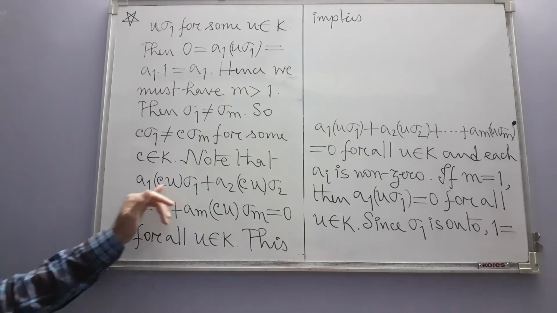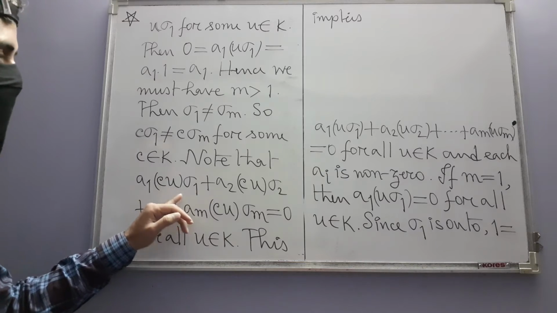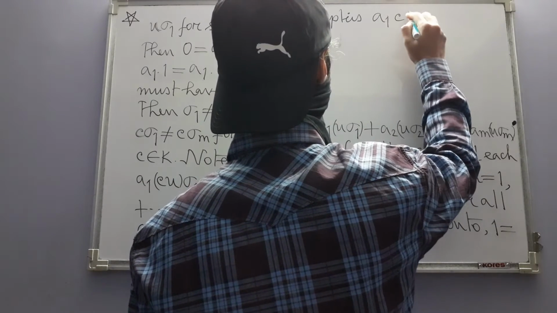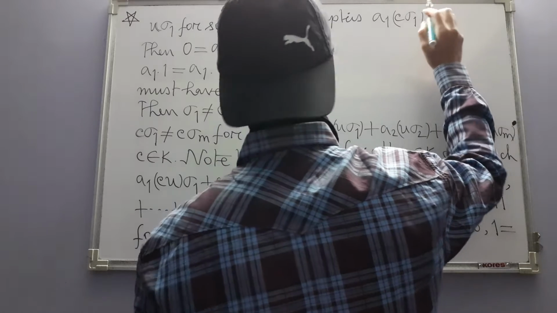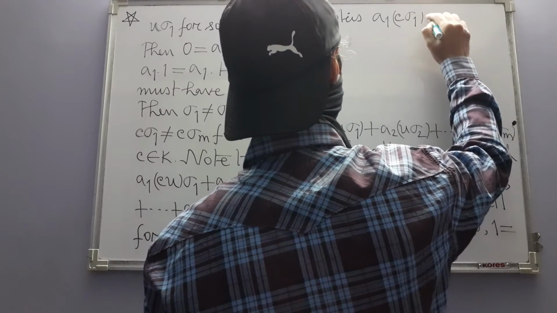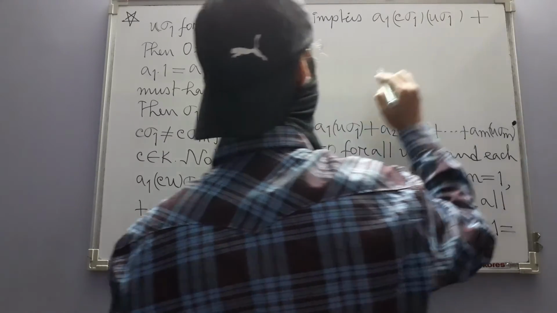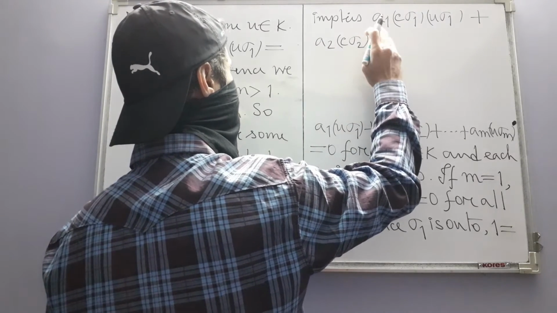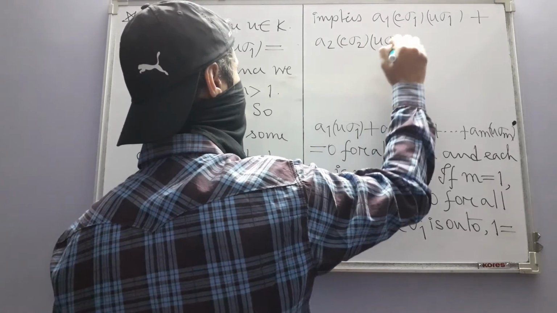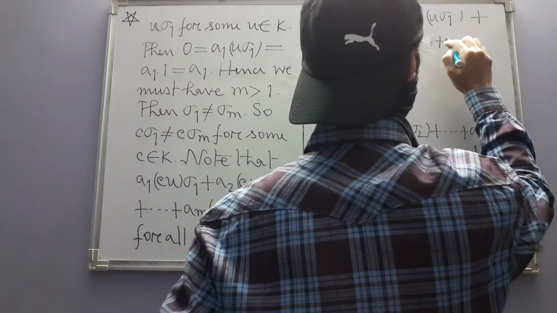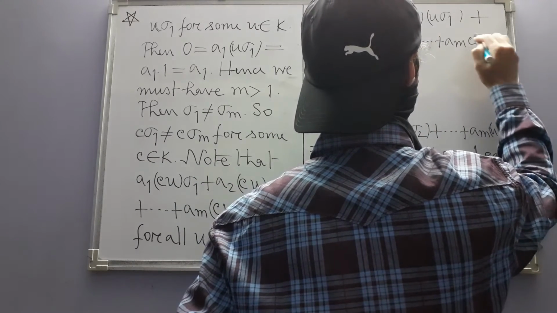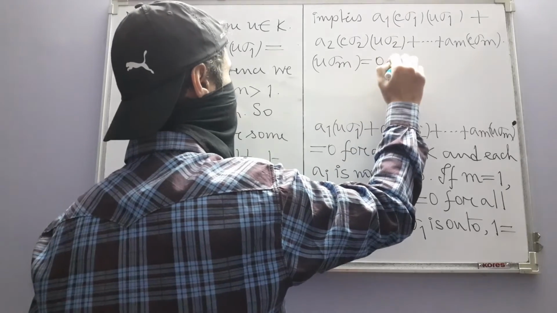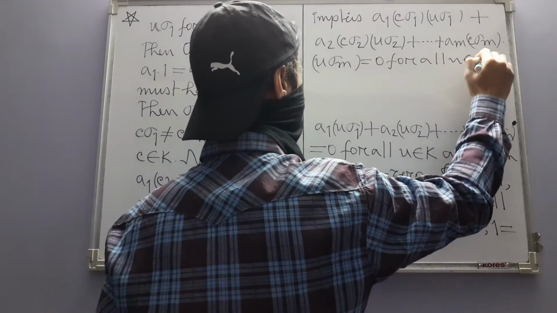Because the sigmas are automorphisms, each one of them preserves multiplication. So this implies A1 times C sigma 1 times u sigma 1 plus A2 times C sigma 2 times u sigma 2 plus Am C sigma m times u sigma m is equal to 0 for all u in K.